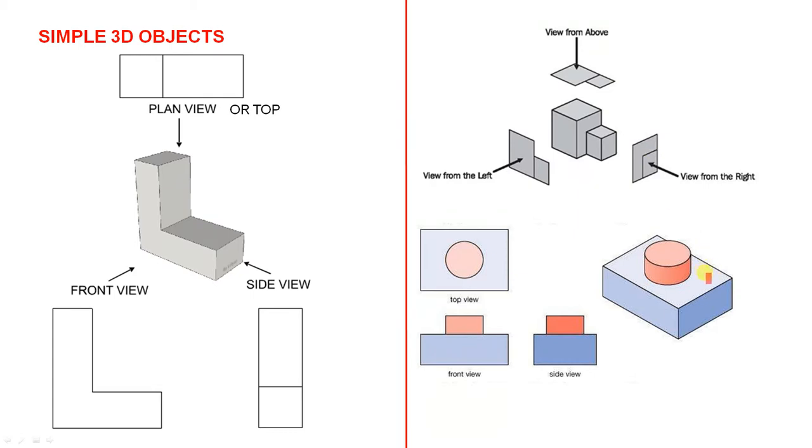Here's an interesting 3D object. It's like a block of wood there with a cylinder on top. So there's our top view looking from the top down. Here's our front view looking that way, and this is the side view looking that way.